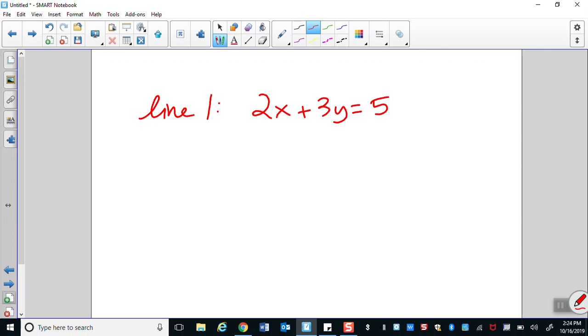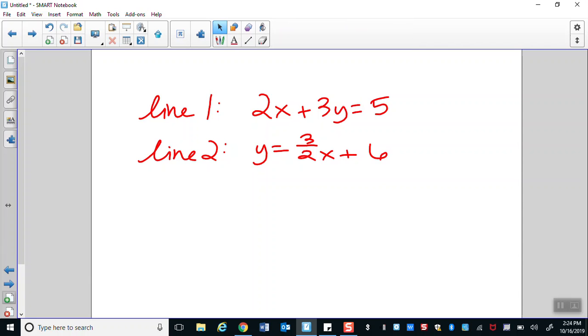So that one we're going to have to type into Desmos so that it'll be easier for us to compare to the second line. Let's say the second line is y equals 3/2 x plus 6. Once you write those down, take a minute, pause the video if you need to, and open up Desmos in another window. Then we're going to type them in and just look.